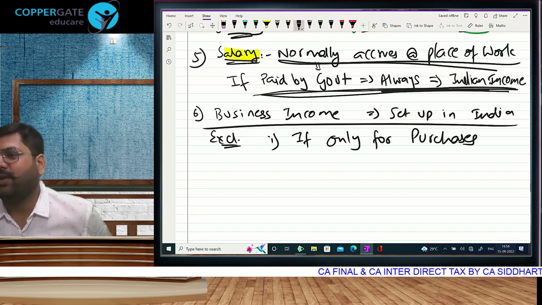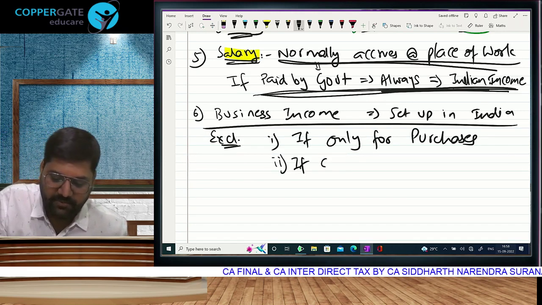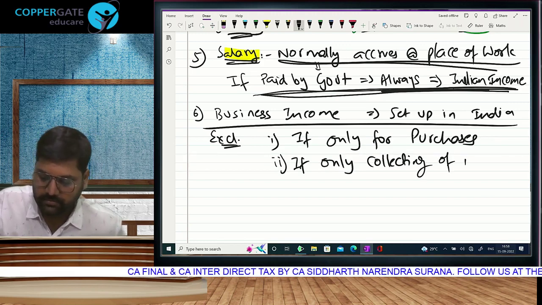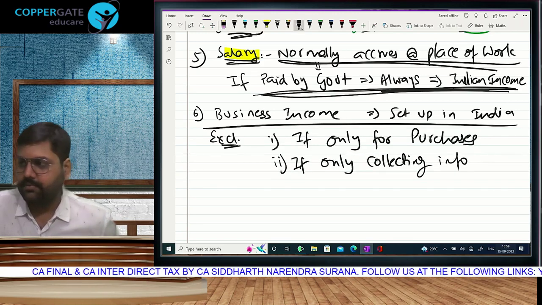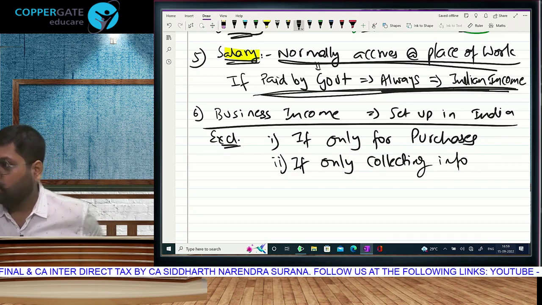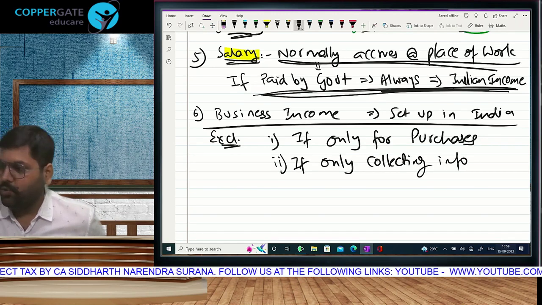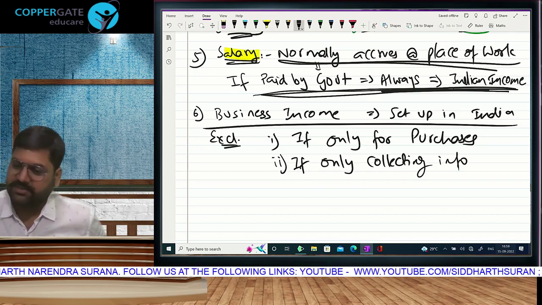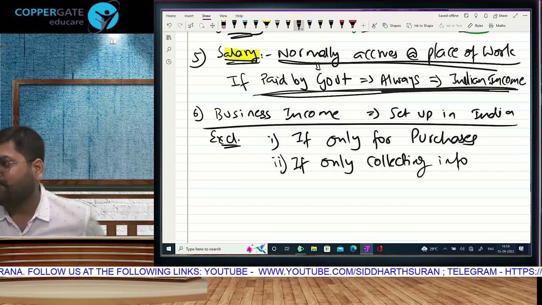In India, your activity is restricted to purchase activity, or your activity is confined to collecting of information. Sir, what is this? No. You are not exporting. You have come here to buy and you are going. Export means I am sitting here and selling goods to some outsider. That means you are an exporter.